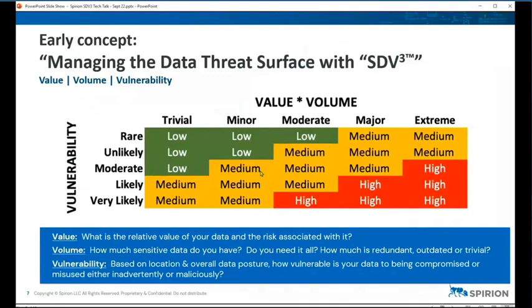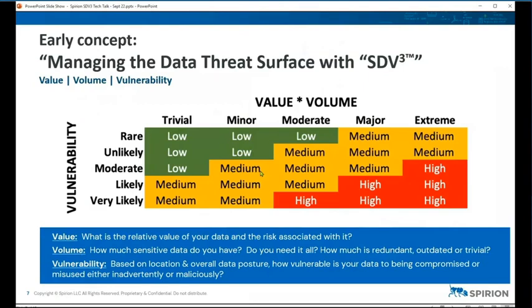This was the genesis of our SDV3 dashboard. We want to have those 3 axes of things that we're looking at: the value of the data that you're protecting, how much of it you have, the volume, and how vulnerable is it. So this is the original graph that we had used internally to understand what we wanted to show. It became very much like a heat map.